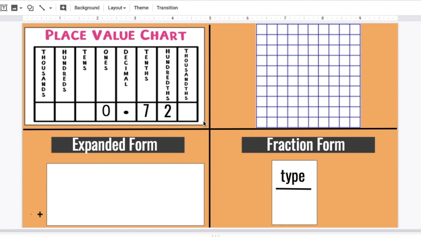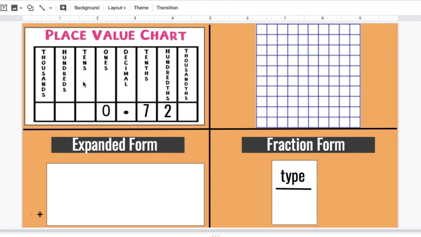On your Google Slides slideshow, you will see a series of pages like this one. The page is divided into 4 sections: a place value chart, a unit square grid, a section labeled fraction form, and a section labeled expanded form. One of these sections will be filled in. It will be your job to fill in the rest. For example, here's how we will start.